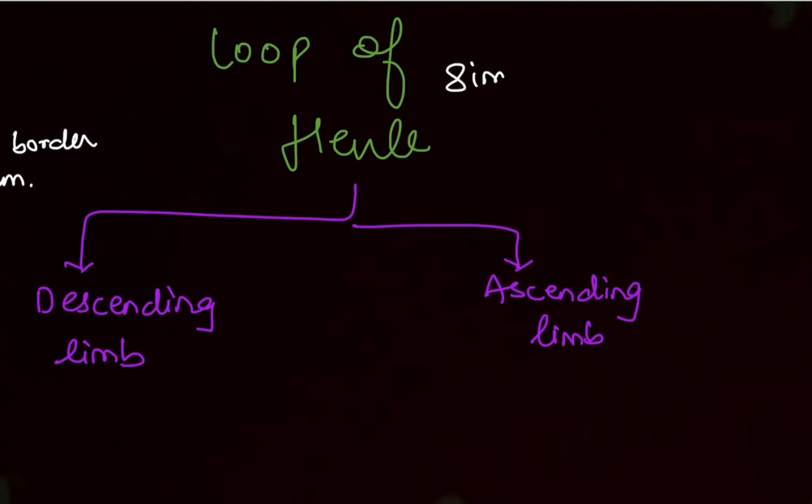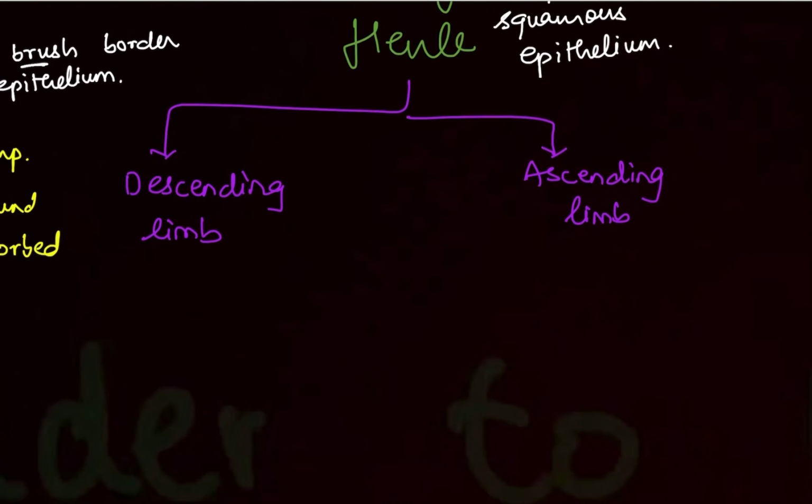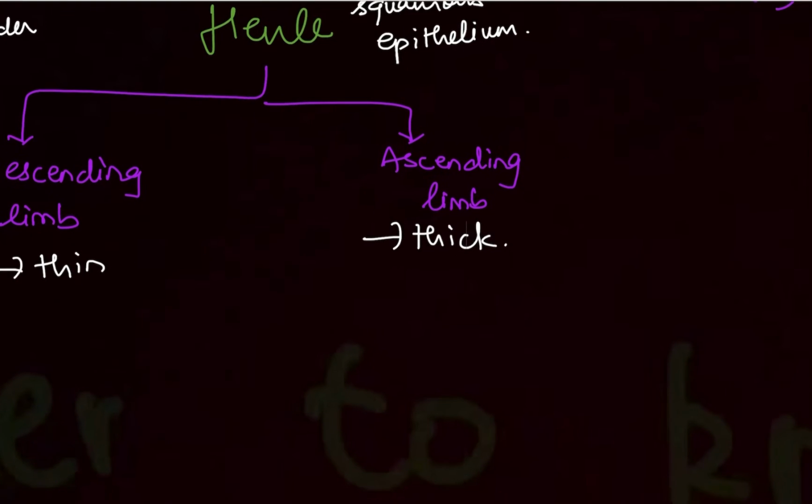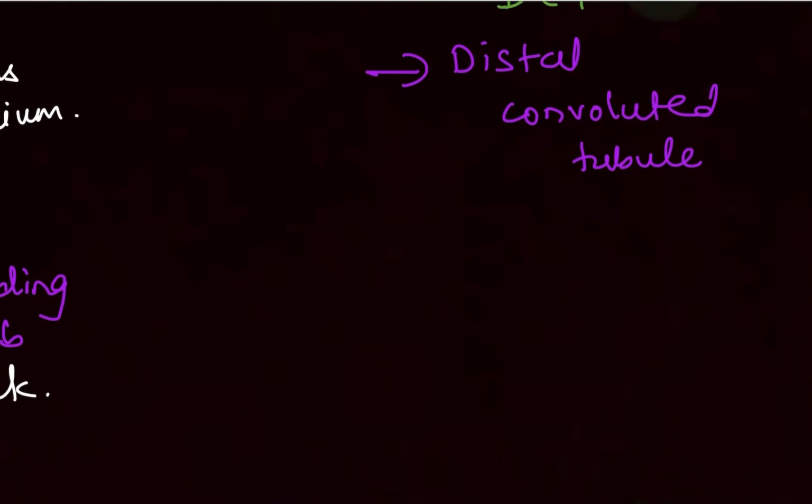Loop of Henle, it has simple squamous epithelium, because here only the water diffusion mostly takes place, and passive diffusion of the sodium as well. Simple squamous epithelium. That's all you have to remember for the loop of Henle. It has a descending limb, which is thin, and ascending limb, which is thick. Descending limb is continuation of the proximal convoluted tubule, and ascending limb will continue into distal convoluted tubule.